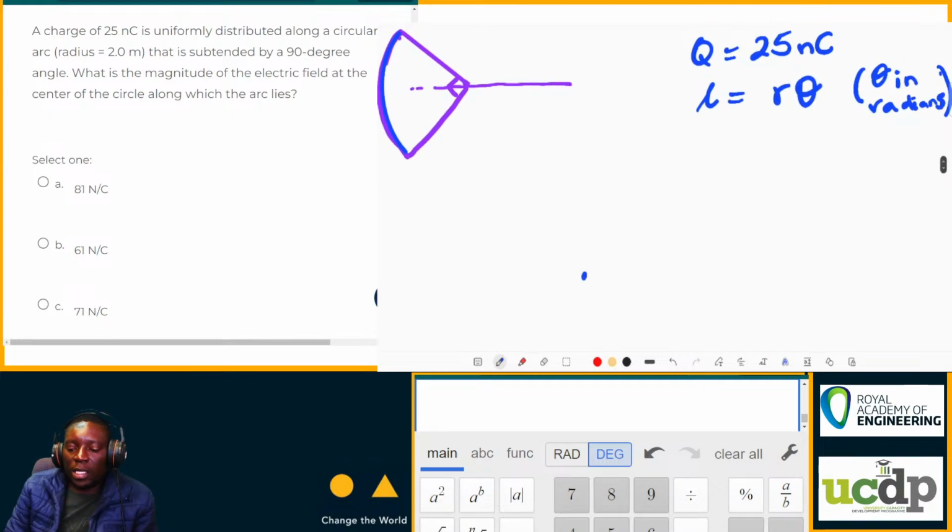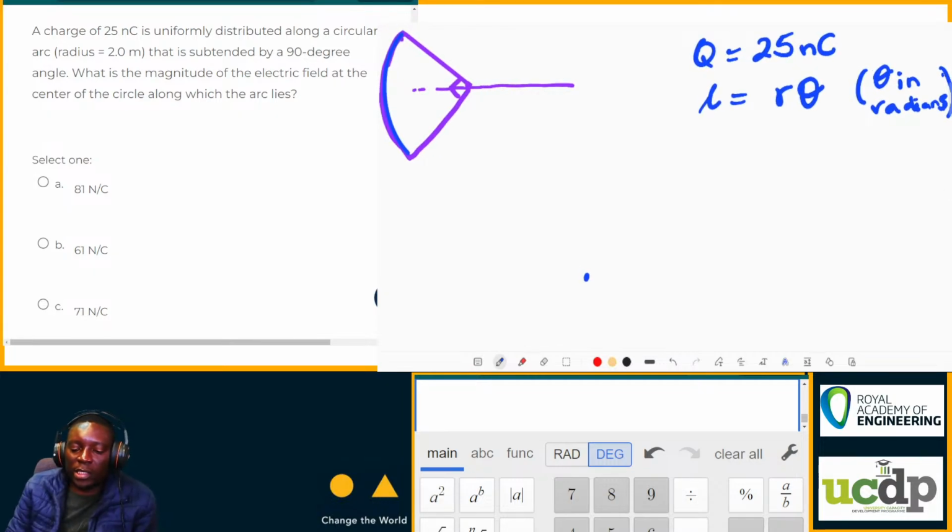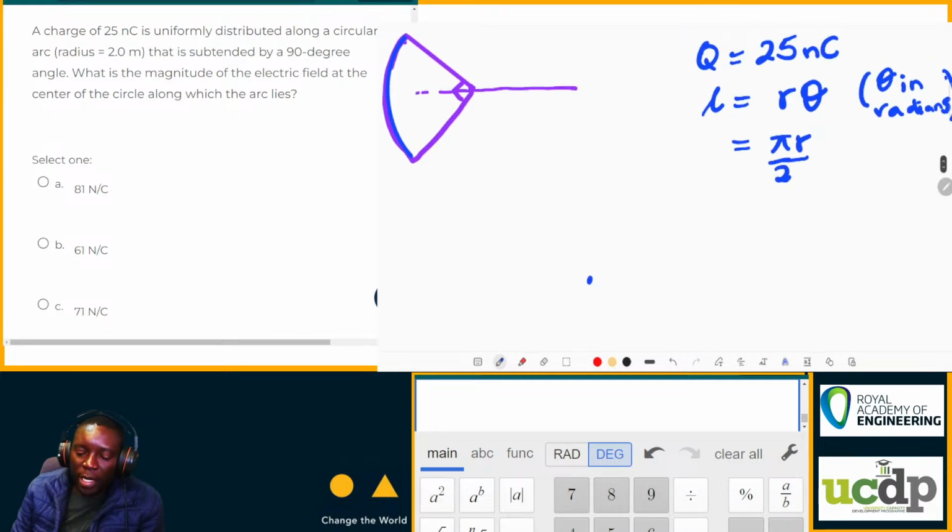So if the theta is 2 pi, which is the angle on a circle, then you have got your 2 pi r, which is the formula for the perimeter. So it's 2 pi r, or pi times diameter. So in this case, since theta is in radians, this theta will be pi over 2. You've got pi over 2 times r for the length of the arc. But anyway, what is important is knowing what the value of the electric field at that point is. What is the magnitude of the electric field at the center of the circle?